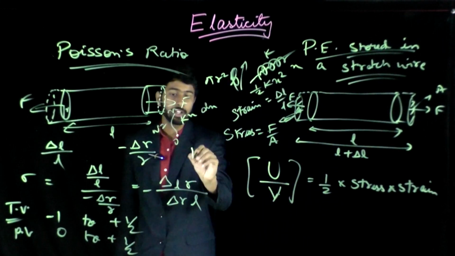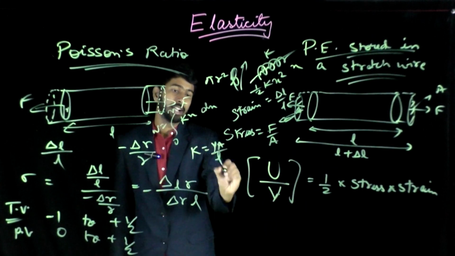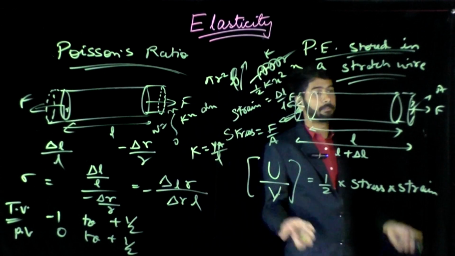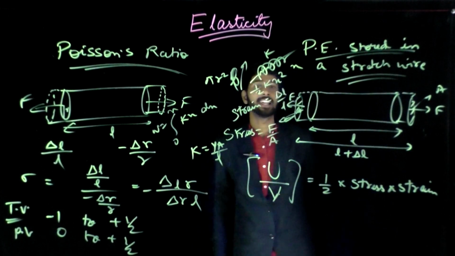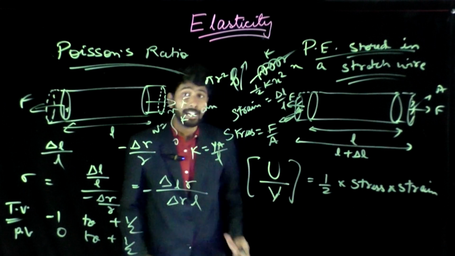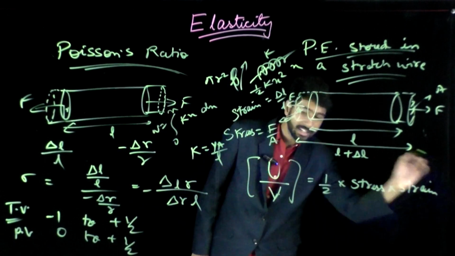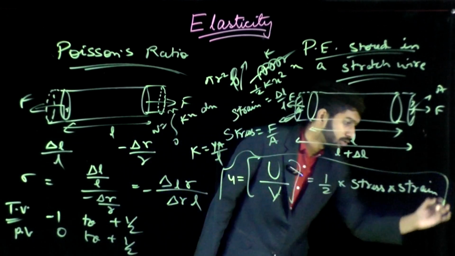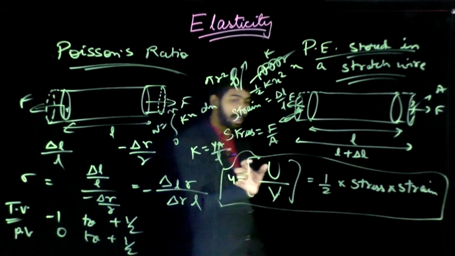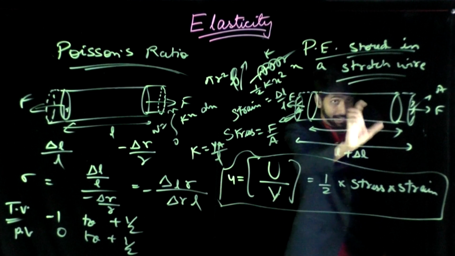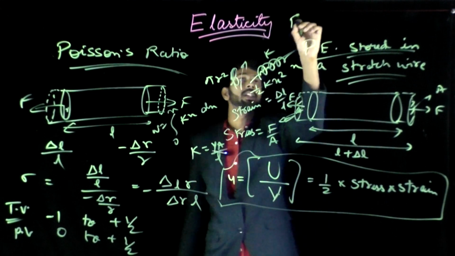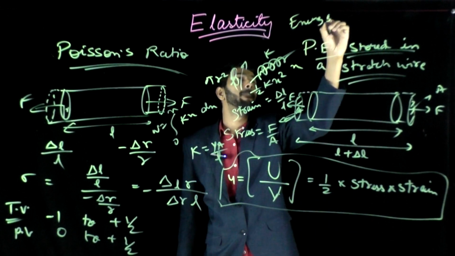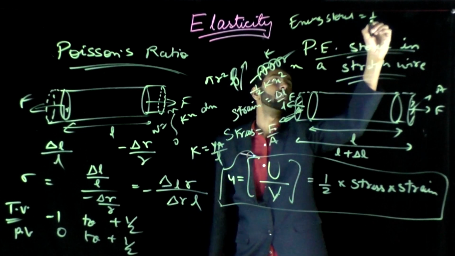I'll just give you a hint. Your K will be some YA by L, right? And X will be simply your increase in the length, which is delta L. So you just put that, read the derivation yourself, and you'll get to this. So remember, this is small u. I'm just telling you what the formula is, right? Small u. Remember, don't write energy stored in spring, energy stored in wire. Don't write energy stored, it is half into stress into strain.